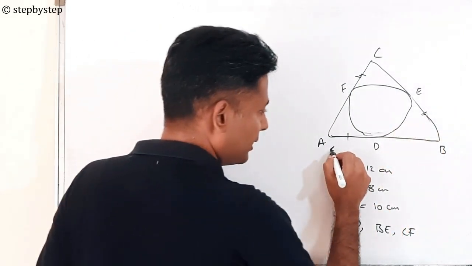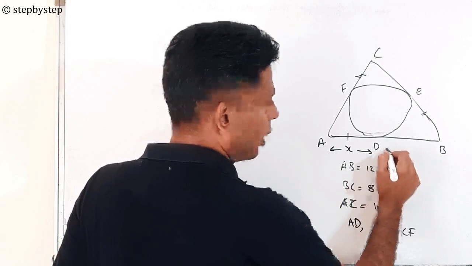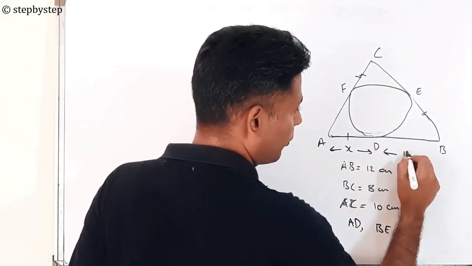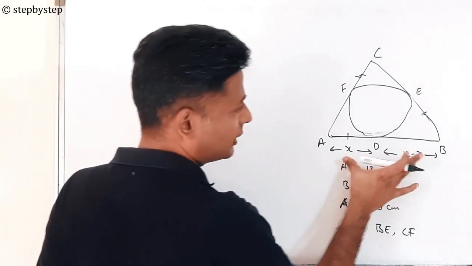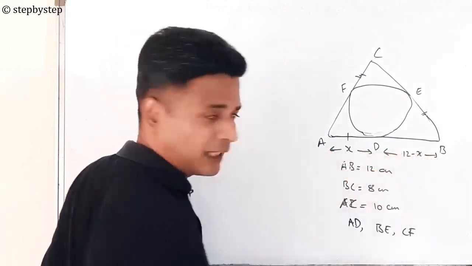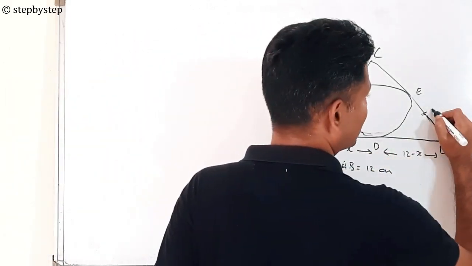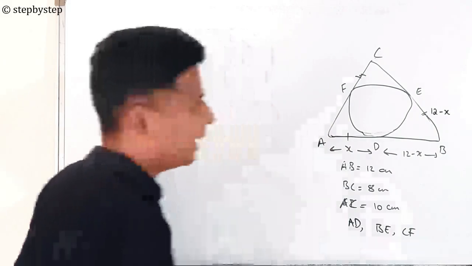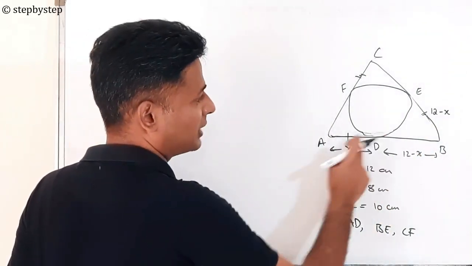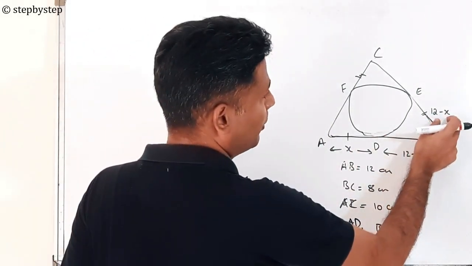Okay, let's say AD is X. So how much will DB be? 12 minus X. Whole thing is 12. If we take this as X, this will become 12 minus X. If this is 12 minus X, this also becomes 12 minus X. Why? Because tangents from the same external point are equal. Now this is 12 minus X.